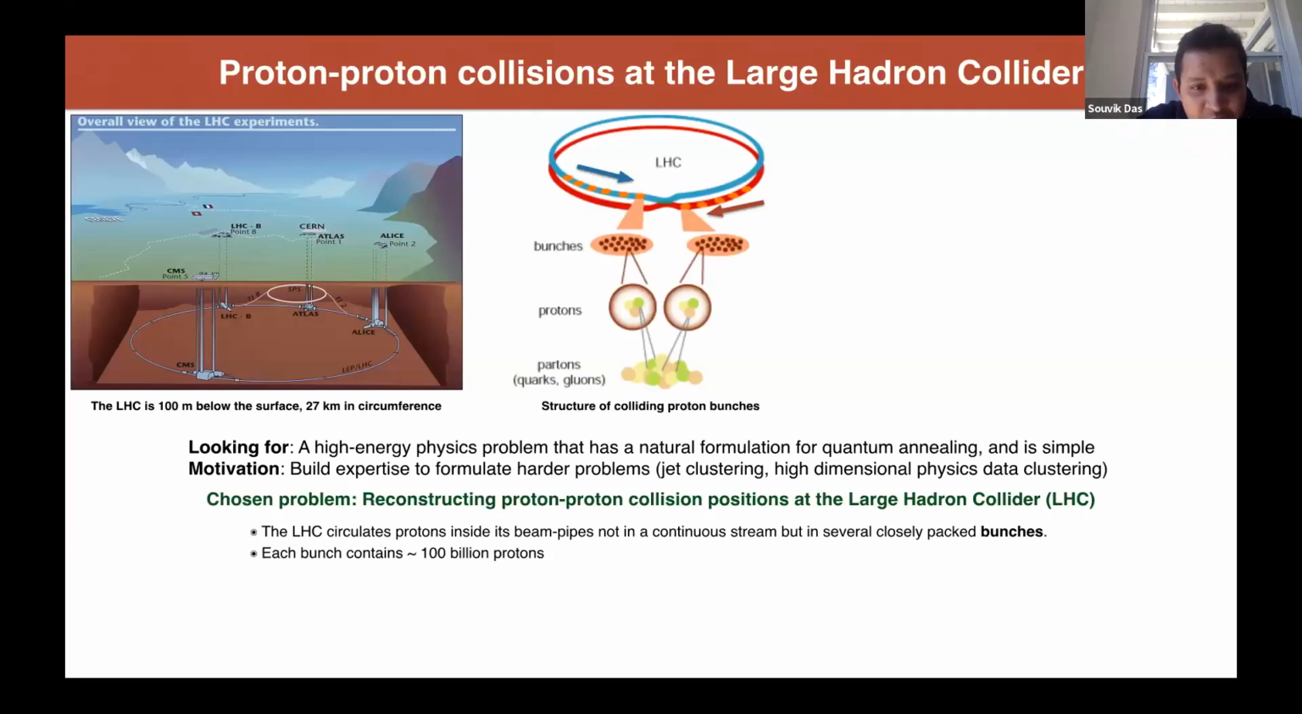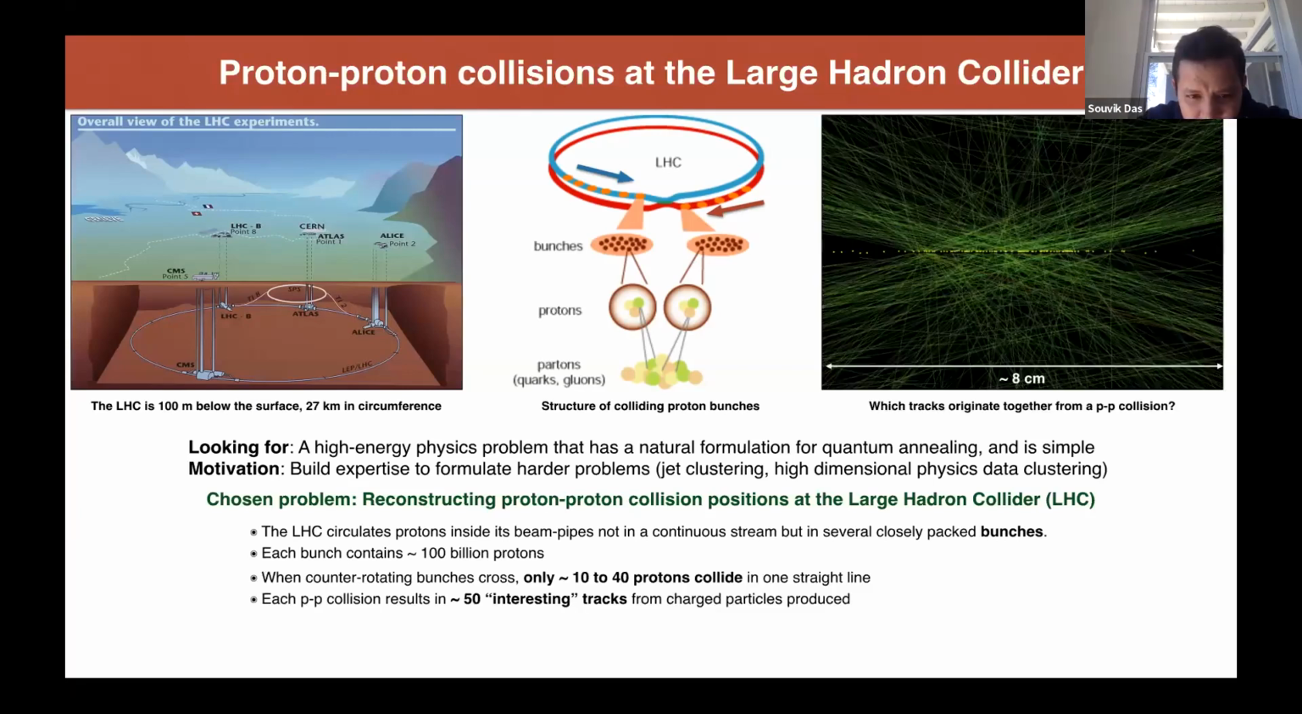And the problem we chose was reconstructing proton-proton collision positions at the LHC. The LHC circulates protons inside beam pipes, not in a continuous stream, but in several closely packed bunches. Each bunch contains about 100 billion protons, and when they come together, they will collide maybe about 10 to 40 times. There will be a few dozen proton collisions at a given bunch crossing along one straight line.